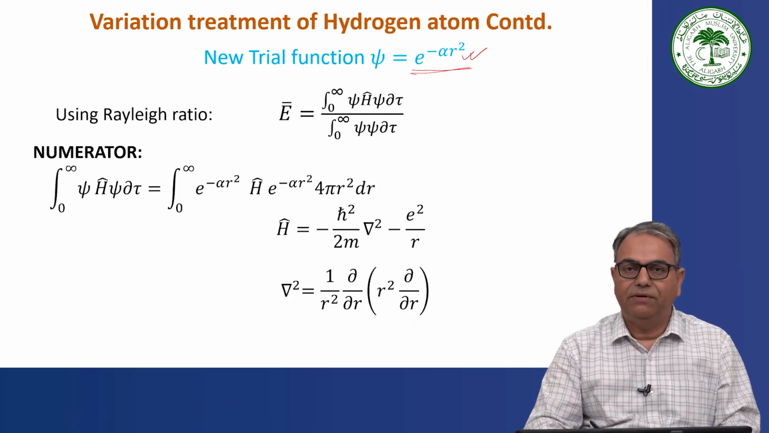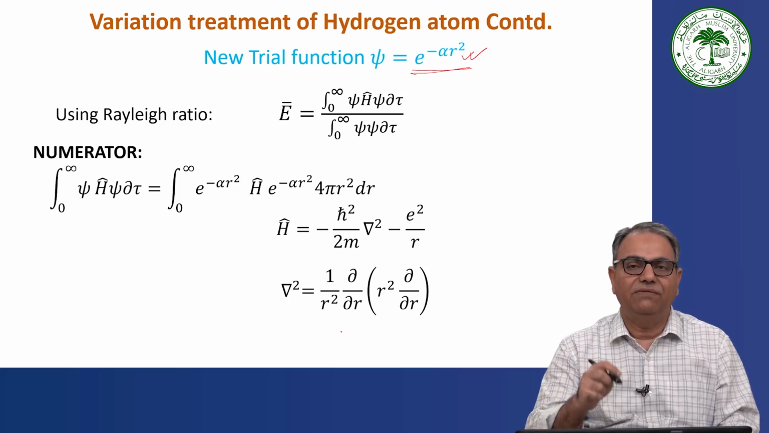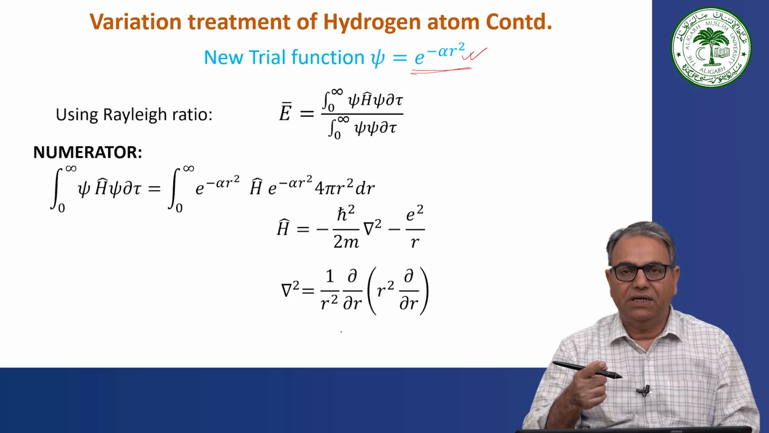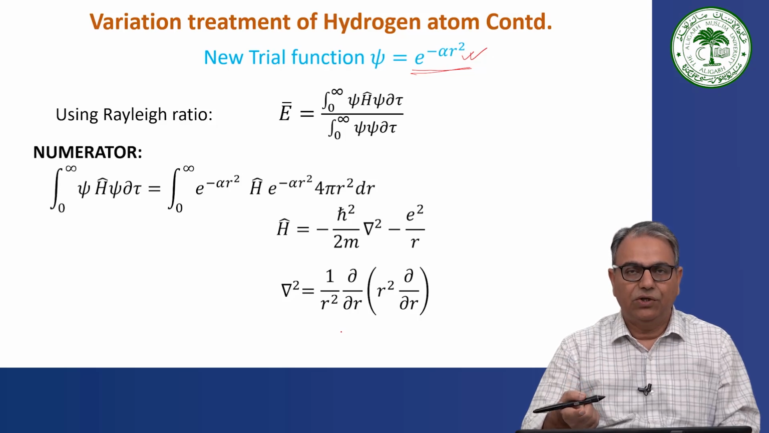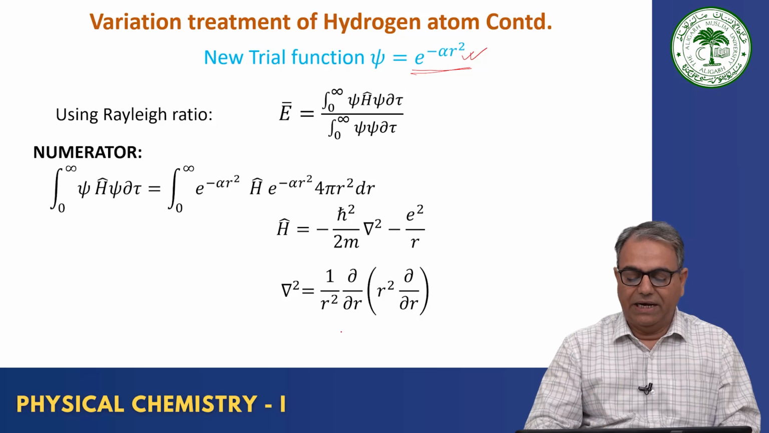So del square will be 1 by r square, del by del r, r square del by del r. Because you do not have theta and phi functions, since theta and phi do not influence the energy of the hydrogen atom. And in variation treatment, what we always do is guess a trial function and find out the energy. So we do not complicate things. We remove theta and phi, and we write only the Laplacian as an r dependent Laplacian, converting to polar coordinates.